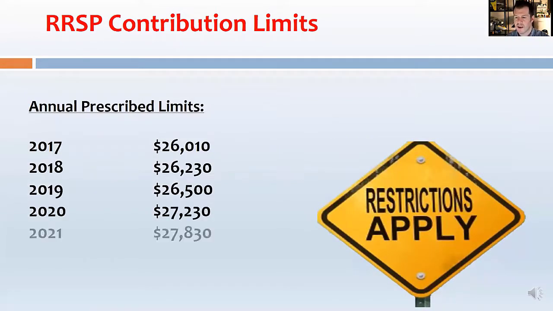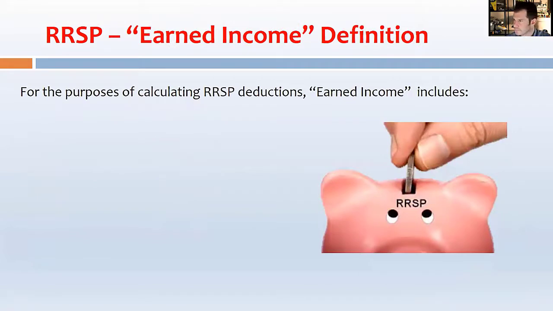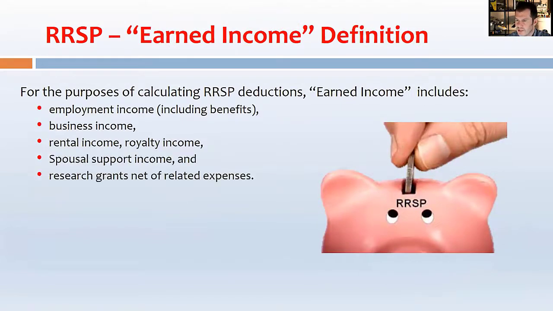Here are the annual prescribed limits for some previous years and for the current year. So the one that you care about probably is 2020, which is $27,230. Next year, it's going to be $27,830. Look, it just increases on an annual basis. So here's what earned income is for you guys.